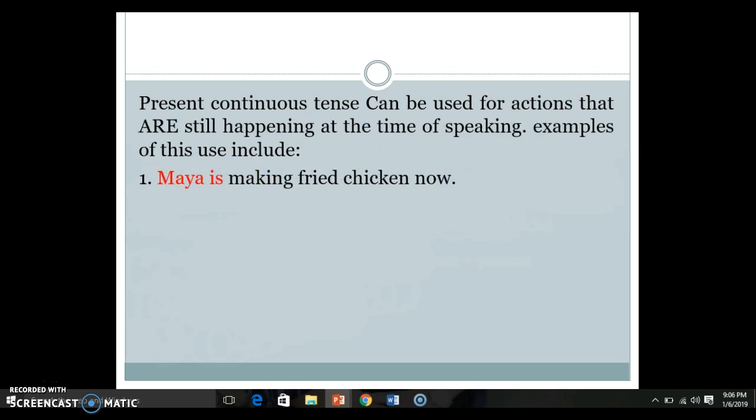Okay. Next, present continuous tense can be used for actions that are still happening at the time of speaking. For example, Maya is making fried chicken now. Now is a signal word from the present continuous tense.